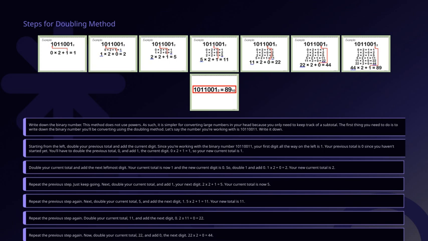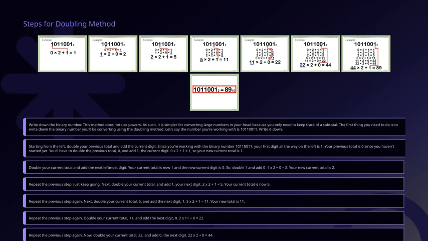Remember to write your answer with its base subscript, so it's 89 with a small 10 to show it's in decimal form. You can use this same doubling method to convert numbers from any base to decimal. Just replace the 2 with the base of your number. For example, if your number is in base 37, you would multiply by 37 instead of 2 at each step. The final answer always ends up in decimal, base 10.